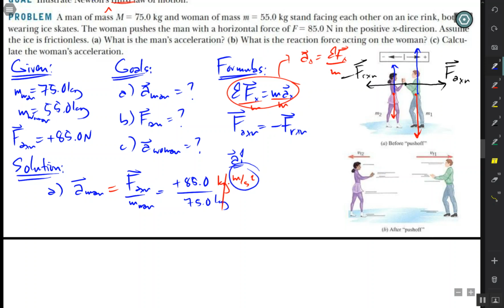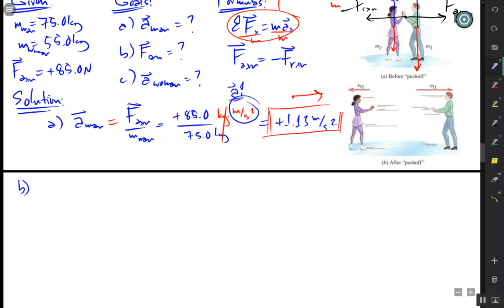Okay? And the direction of the acceleration will be the same direction as the force. So in this case, it's going to be positive 1.13 meters per second squared, the acceleration of the man going in that direction. And B is actually the easy part. The reaction force that will accelerate the woman is just equal and opposite to the action force, and so it's just simply negative 85 newtons. Okay, so that's pretty simple.